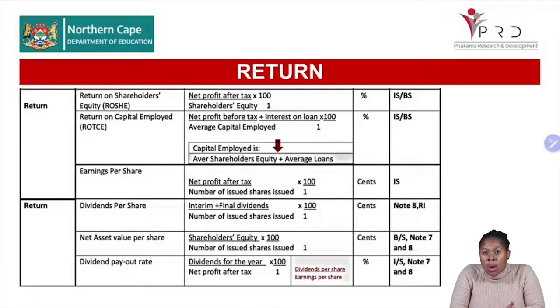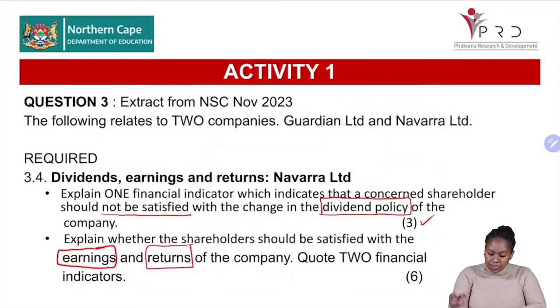And you need to know which indicator is relative. The moment you read dividend or dividend policy, you must know which indicator you need to use. The moment you read earnings, you need to know which financial indicator is associated with earnings. The moment they talk about returns, you need to be able to identify which financial indicator they are specifically talking about in the returns group. All right. So I'm going to give you 5 minutes to quickly complete this question. All the best, grade 12s.